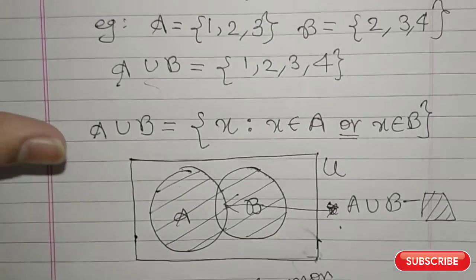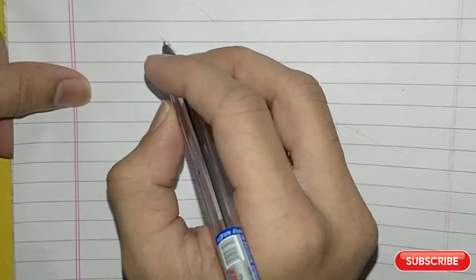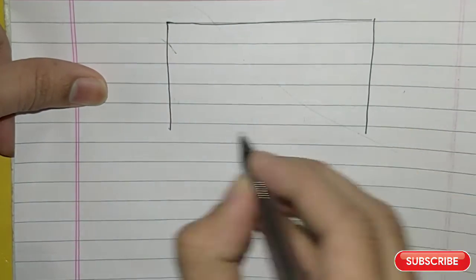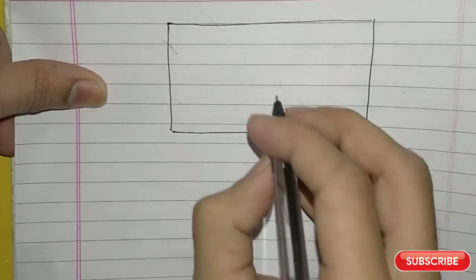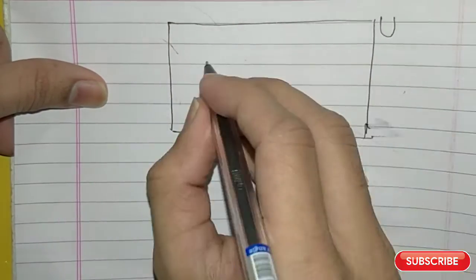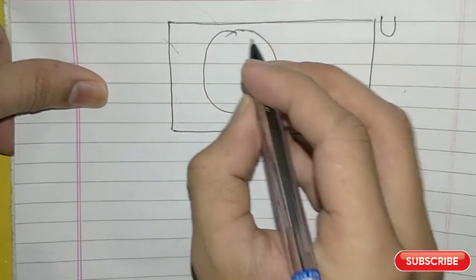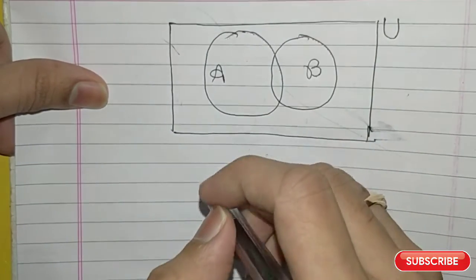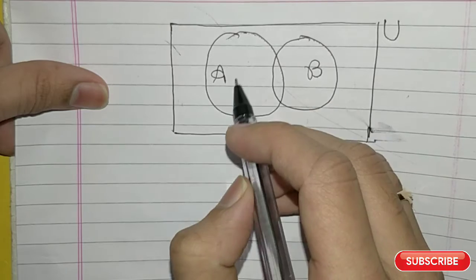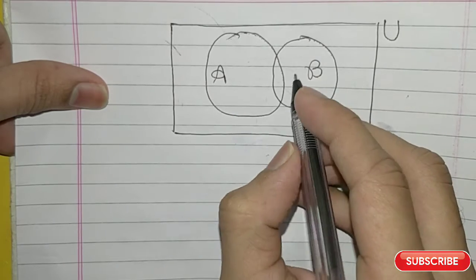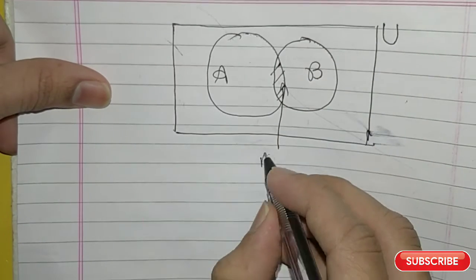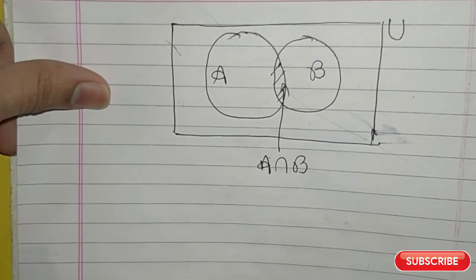Now let us look at the Venn diagram for the set A intersection B. You draw the universal set U, then you draw the two sets, the set A and the set B. This is the set A, this is the set B. Now you have to look at the region which is common to both A and B, so that is this. This is the region A intersection B.